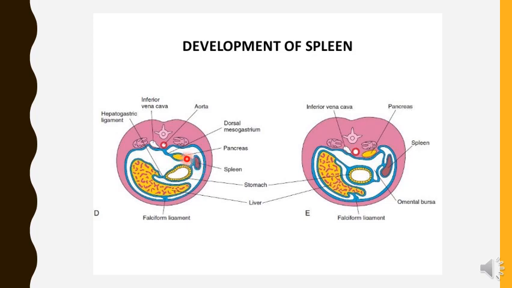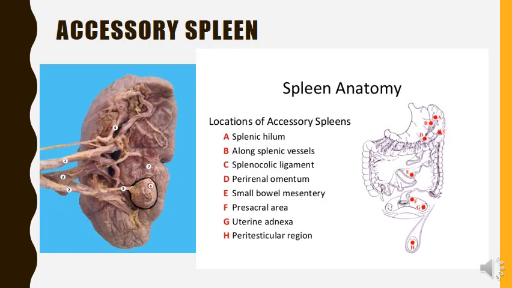The anterior part of the dorsal mesogastrium forms the gastrosplenic ligament. This is the gastrosplenic ligament, and the posterior part persists as the lienorenal ligament. So that is the development of the spleen.